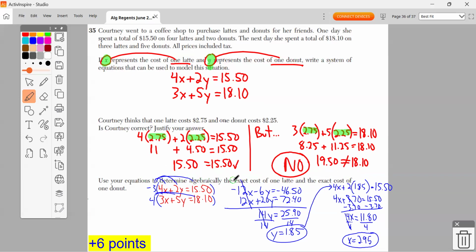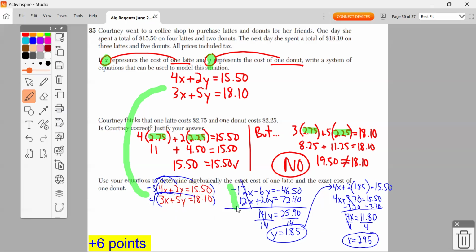Use your equation to determine algebraically the cost of 1 latte and 1 donut. Here's my system again. That's the same system as from up above there. I want to multiply to create opposites. So I'm going to make opposites with my x's. You could make opposites with your y's by multiplying by -5 and +2 if you wanted to. I chose to make a 12 and a -12. So I multiply this top equation by -3, distribute, distribute, distribute. Multiply this bottom equation by 4, distribute, distribute, distribute.